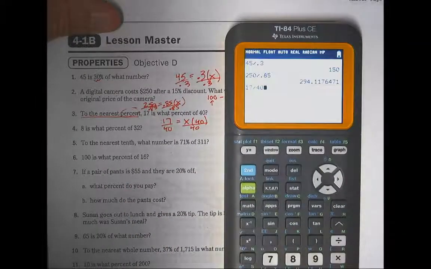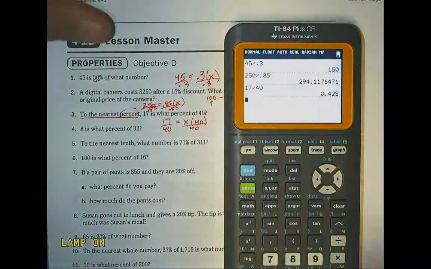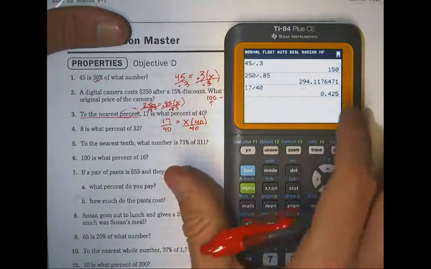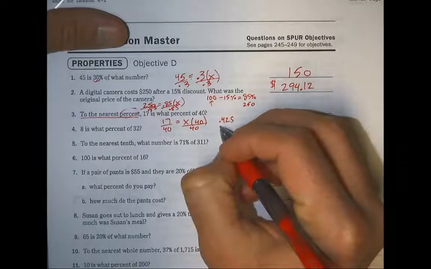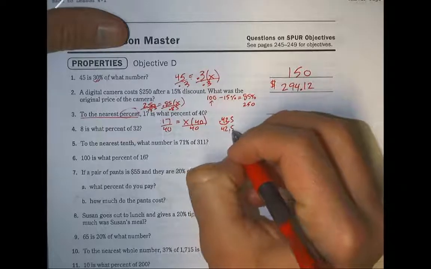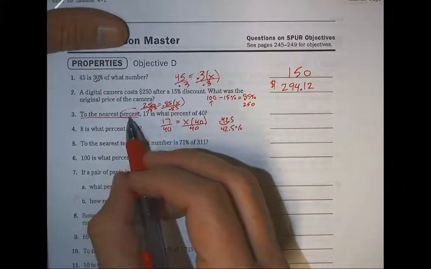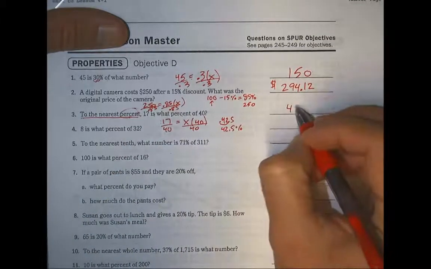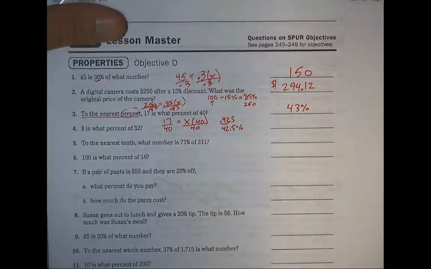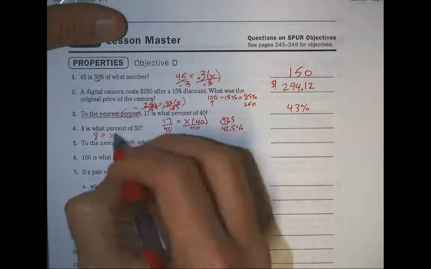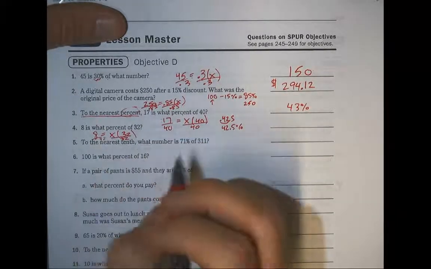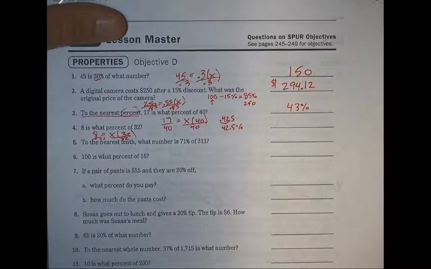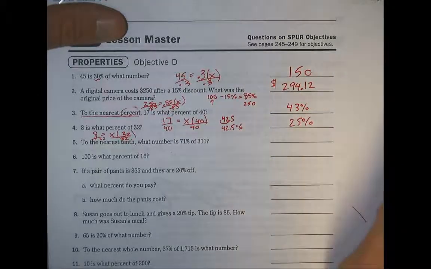So 17 divided by 40 is 0.425, which when we move that decimal is 42.5%. Move that decimal 2 spots. That's 42.5%. But it says to the nearest percent, so no decimal. That 5 is rounding it up, and that's where the answer key got 43%. All right, 8 is what percent of 32? We're going to go ahead and divide both sides by 32 to get it by itself. Get the decimal and move it over. So we get 0.25, move it over 2 spots, and that is 25%.